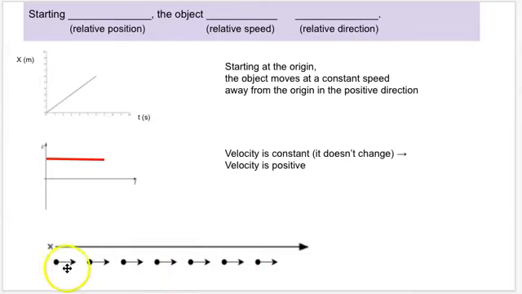away from the origin. So I have vectors going away from the origin in the positive direction, and they're all the same length, so constant speed. Do I need to have all seven of these vectors? No. If I'm not caring about numbers, I could have three vectors moving to the right, as long as I'm communicating that they're the same length, going the same direction.